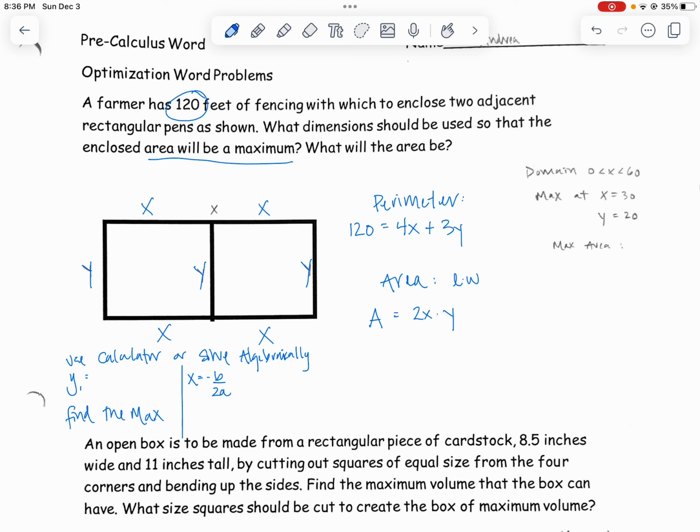Now, I'm working with x, y, and area here. So I need to take the expression for perimeter and solve it for y. Or x, but in this case I'm just going to solve it for y. Get everything in terms of x and then substitute it into the area expression. I'm then going to use the calculator or solve it algebraically.